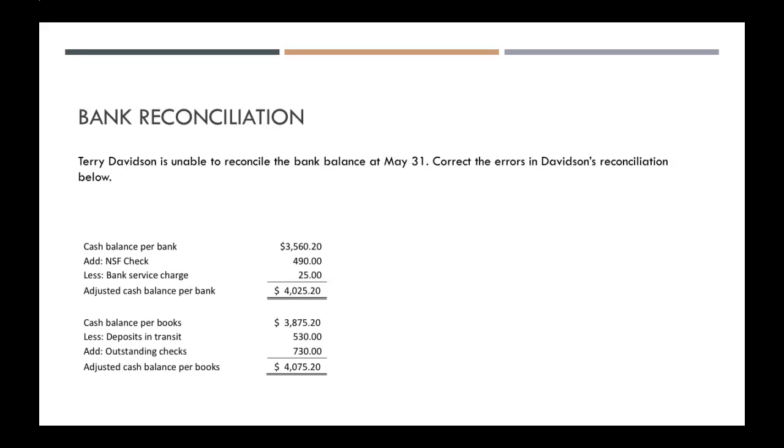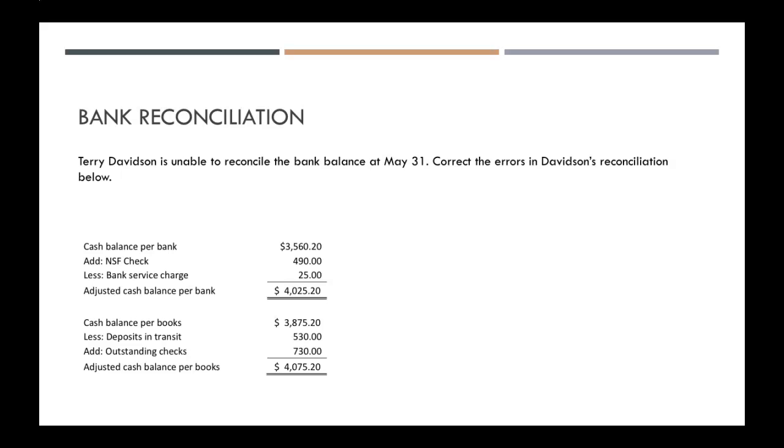Chapter 8 rolled around and we learned about bank reconciliation. So bank reconciliation is when we want to make the cash balance on our bank statement match what we have for our cash on our books, right, in our ledger. So this problem here says that Terry Davidson is unable to reconcile the bank balance at May 31st. So we need to fix the errors in Davidson's reconciliation below. All of the numbers attached to the pieces are correct. The cash balance per bank is $3,560. The NSF check is $490.